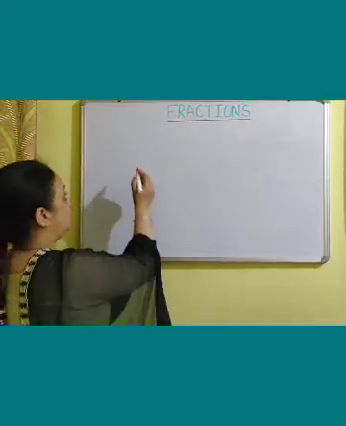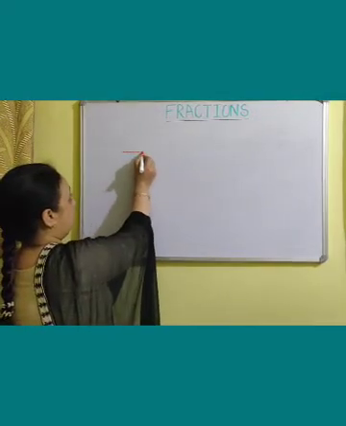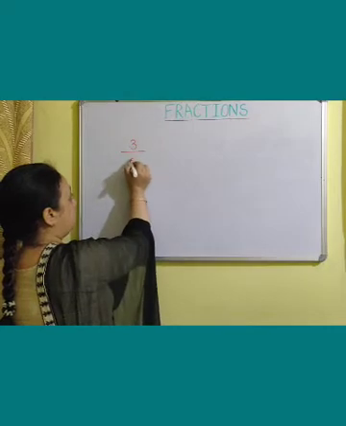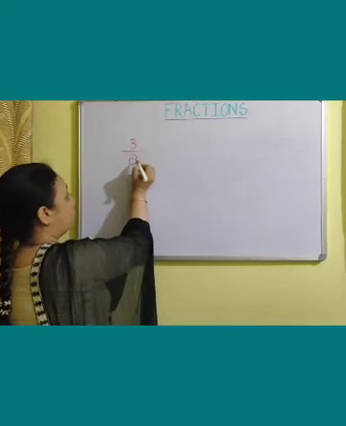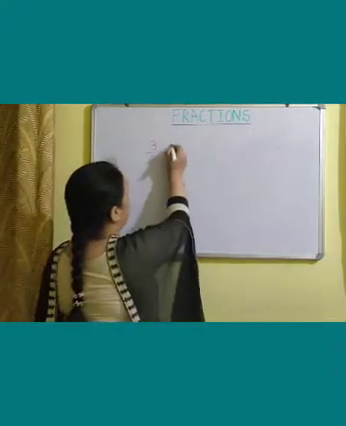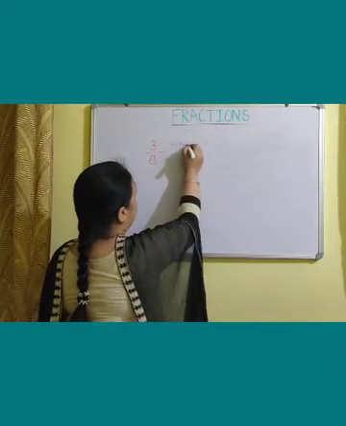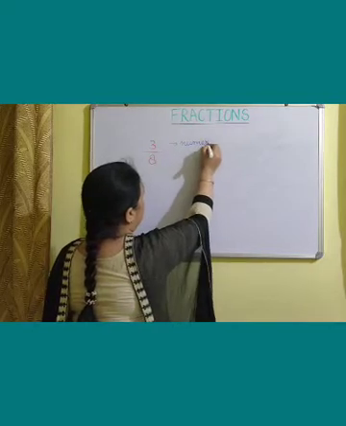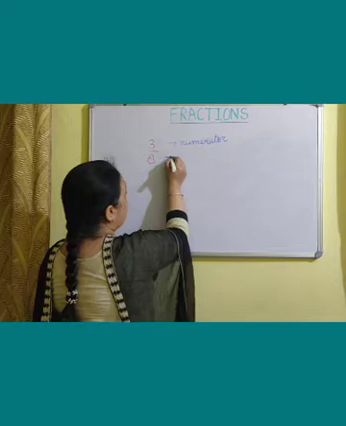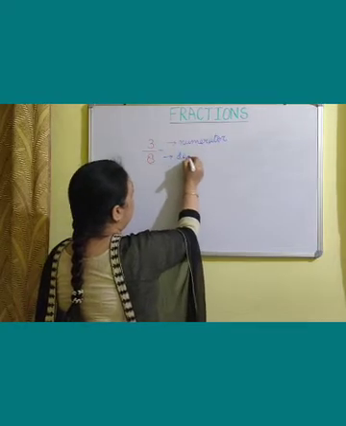Now in a fraction, we know that we have a line here and one number is written above the line and the other number is written below the line. The number above the line is known as the numerator and the number below the line is known as the denominator.